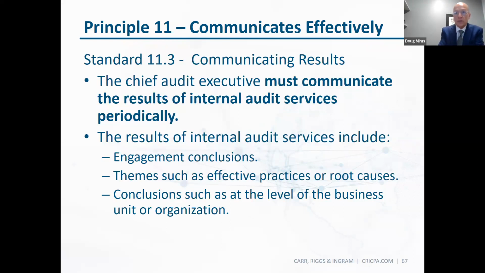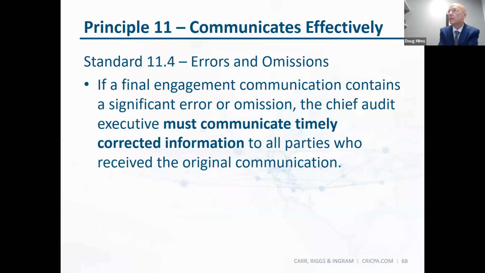Communicating results of what takes place, that the CAE must communicate the results of internal audit services periodically. So they must be communicated. It doesn't say how, and it doesn't say any frequency. Periodically, I would assume at least annually, but not sure about that. 11.4, errors and omissions. If the internal audit function issues something that's incorrect and they need to reissue it, then they need to do it as soon as possible, and make sure they do it with all relevant parties.